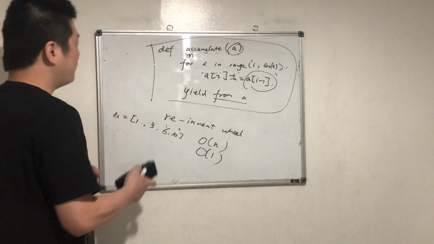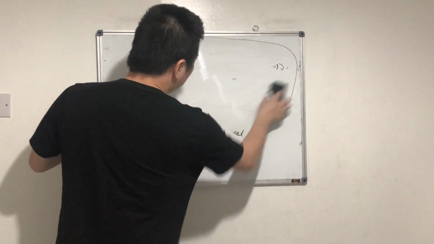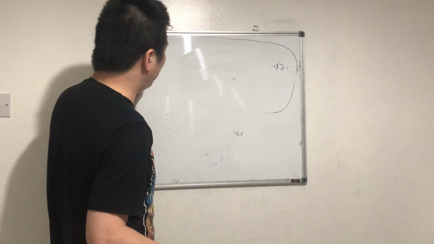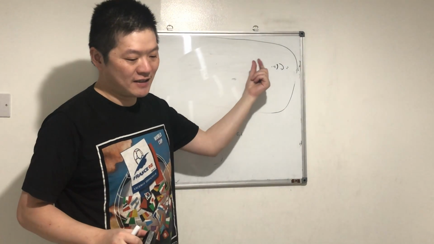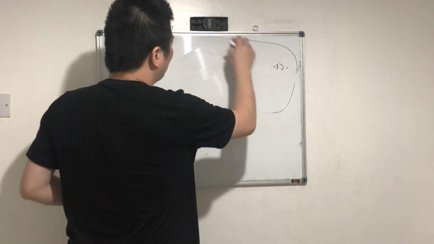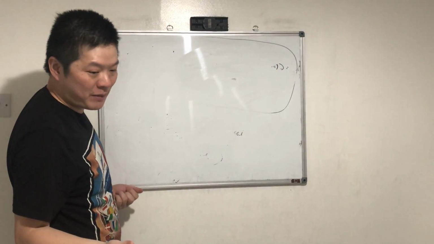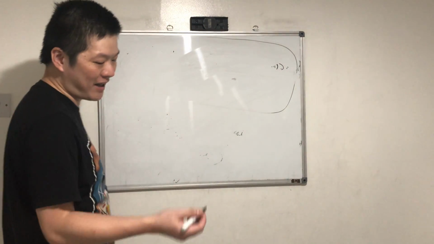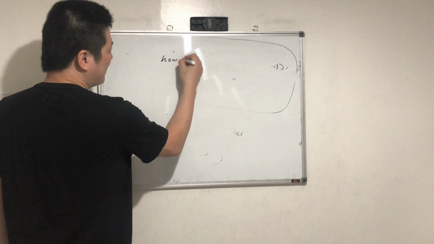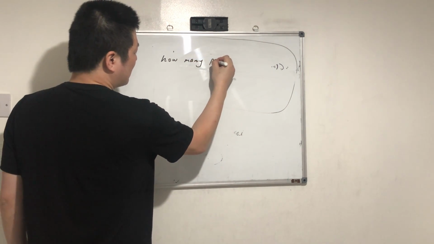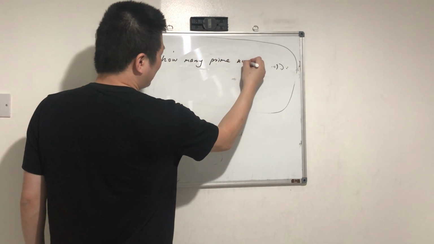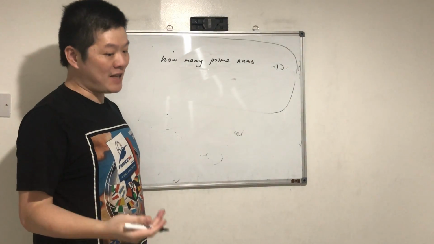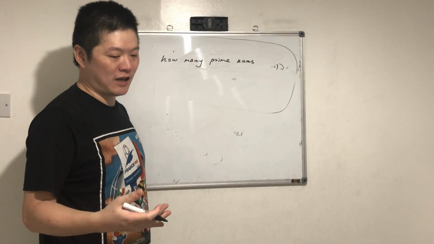For example, this may not be a very good example because we are calculating the entire array at the same time, at once. Do you still remember the prime numbers? How many prime numbers are there? There's no limit. Is it limited or unlimited? Is it finite or infinite?